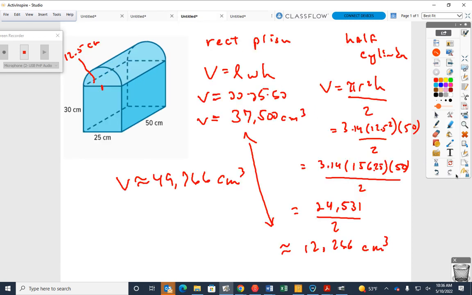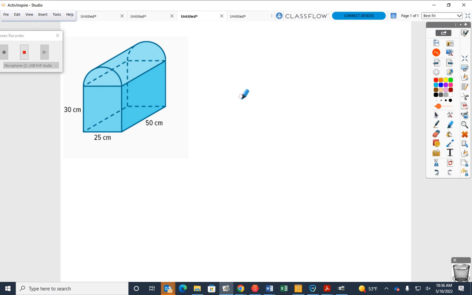What do I notice about it? There's a rectangle. It's a half cylinder. So we've got a half cylinder, so we just divide by 2. So for a half cylinder, what's this other thing? We didn't do this year, but we did it last year. It's a rectangular prism.